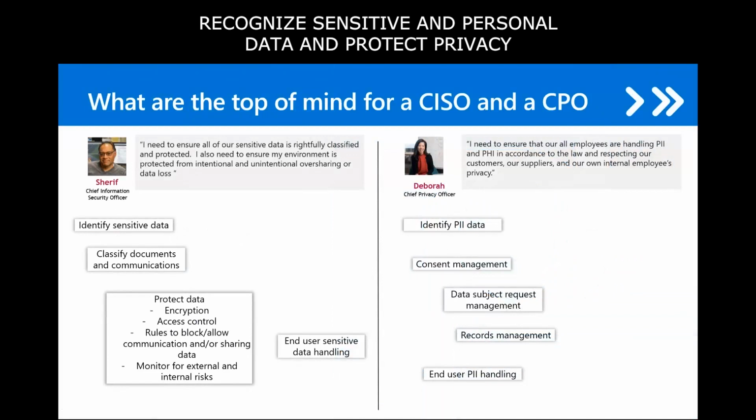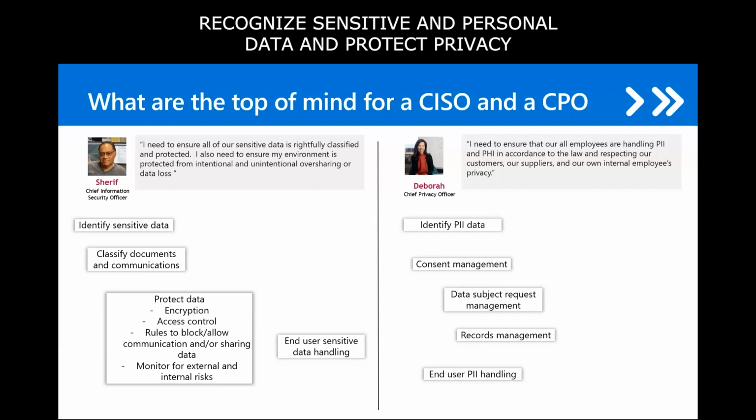Sharif is saying, I need to ensure all of our sensitive data is rightfully classified and protected. I also need to ensure my environment is protected from intentional and unintentional oversharing or data loss. So that's his main concern. On the other side, Deborah is saying, I need to ensure that all our employees are handling PII and PHI in accordance with the law and respecting our customers', our suppliers', and our own internal employees' privacy.